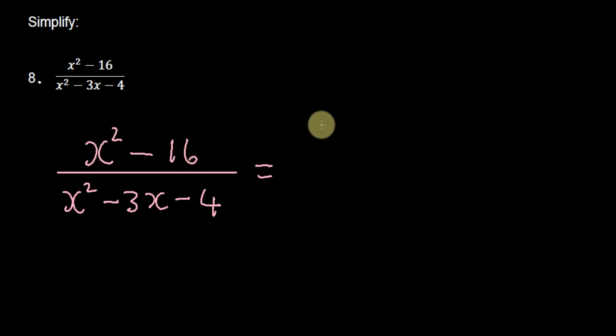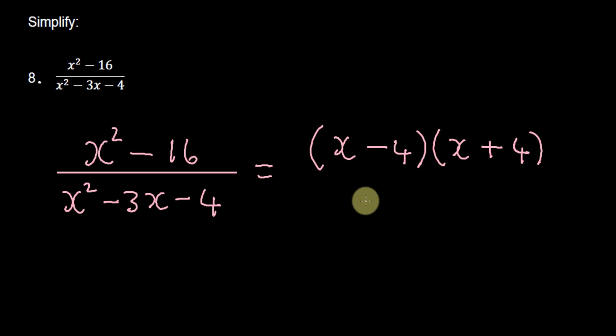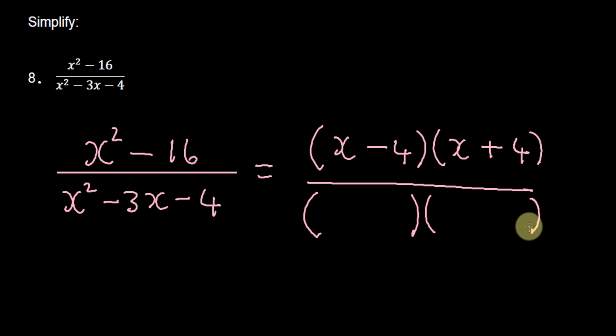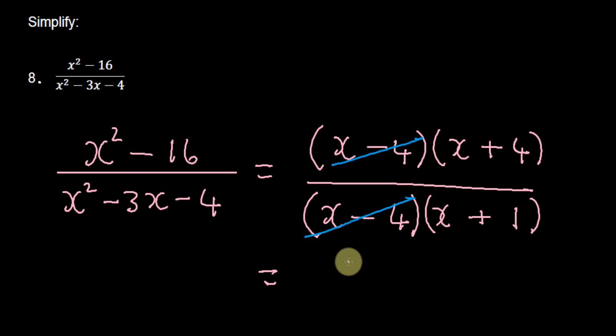There are no common factors in the numerator or in the denominator. The numerator is the difference of squares, so it's x minus 4 times x plus 4. The denominator is a trinomial, so let's factorize it. X times x will give us x squared, and 4 times 1 will give us 4. We need a middle term of negative 3x, so our minus goes here, and our plus goes here. Because now we're going to get negative 4x plus 1x, which will give us negative 3x. The x minus 4 cancel, and we're left with x plus 4 over x plus 1.